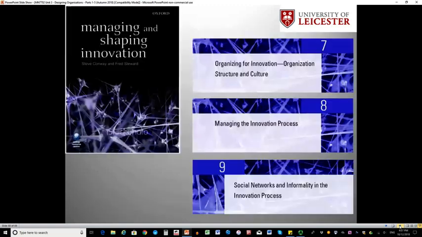To finish off then, the key readings are chapters 7 and 8, which focus on structure and culture. Chapter 7 is very interlinked with parts 1, 2 and 3 I've been talking about this morning, and chapter 8 is very much linked into part 4. Part 5 is more linked into sections from chapter 9. So chapters 7 and 8 in particular are linked to this lecture, but parts of chapter 9 would also be useful, particularly for the social, political, emotional side of the innovation process.